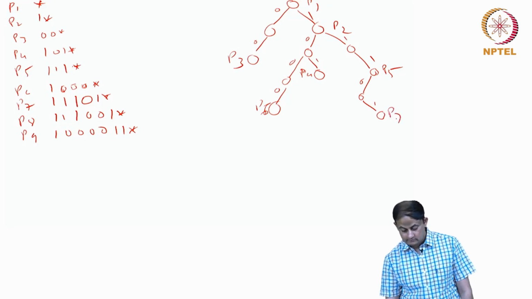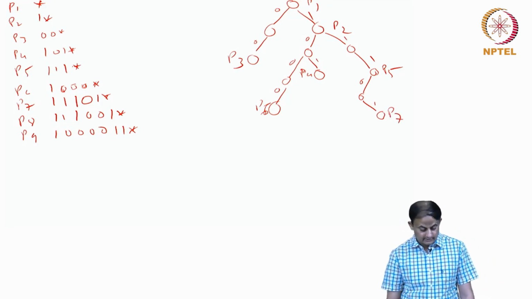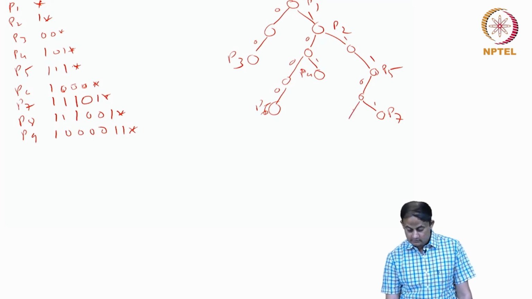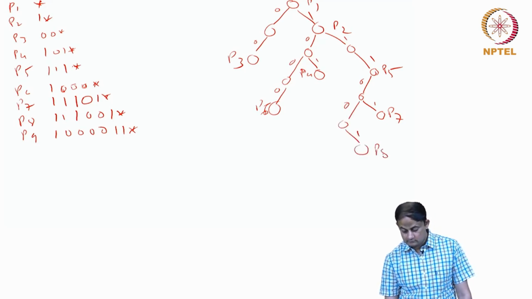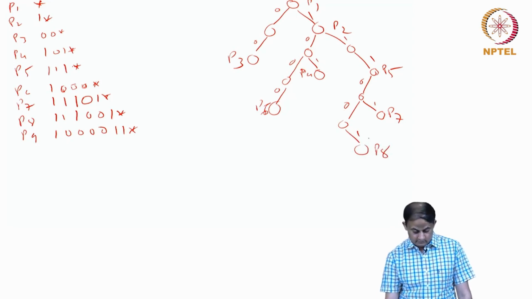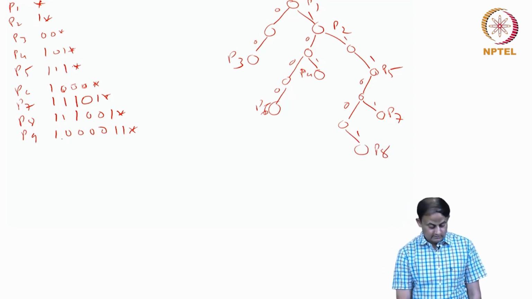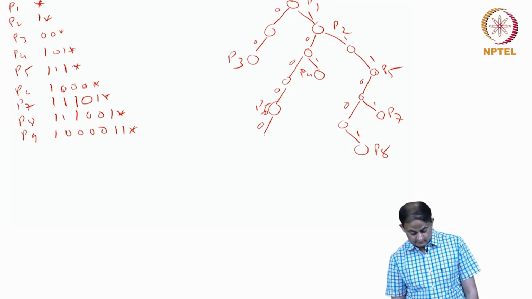This is my P7. P8 is 111 followed by 001. So this is 0 and then 1. This is P8, 111 followed by 00 followed by 1. And P9 is 1 followed by 4 times 0. 3 times 0 is this path and then followed by a 0 and then 11.